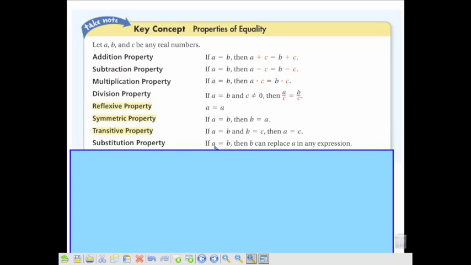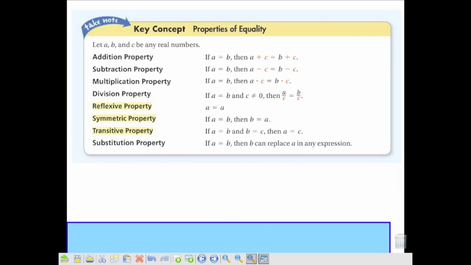Substitution property is if we have an equation that we know the two parts are equal, well, we can put B and replace it in any other equation. So if, for example, I know that x equals 3 and I have an expression that says 3x minus 7, I can say that's equal to 3 times 3 minus 7. And there's no problem with that. That would be substitution.